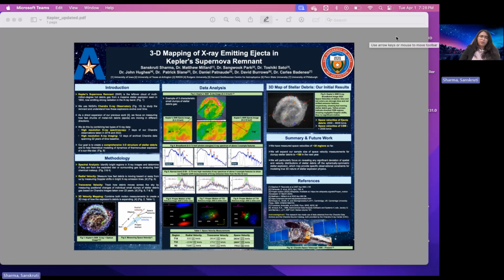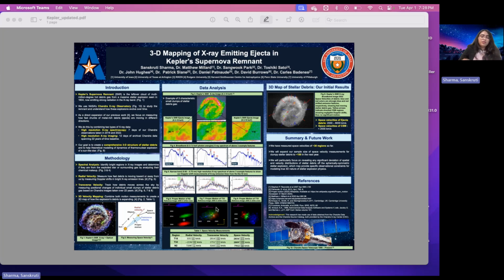Let's start with what's a supernova. Well, when a star dies, it explodes into a supernova, leaving behind gas and debris heated to millions of degrees. Kepler exploded in 1604 and this is how it looks today. We study it using NASA's Chandra X-ray telescope due to its unparalleled high resolution.